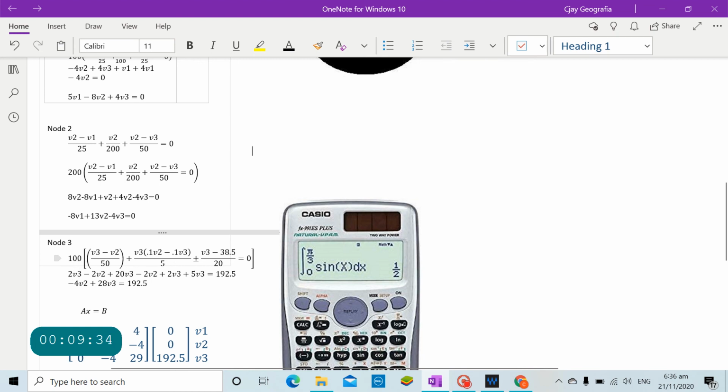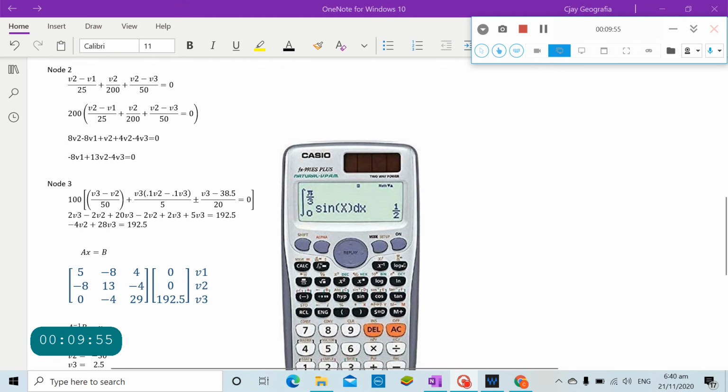So multiply 100 to each term. So we come up with 2V3 minus 2V2 plus 20V3 minus 2V2 plus 2V3 plus 5V3 is equal to 192.5.